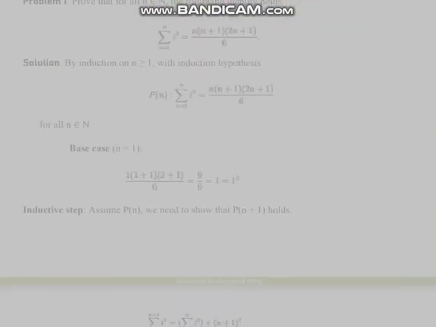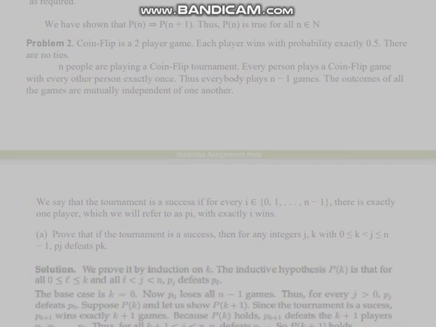Problem 1. Prove that for all n, the following identity holds. Solution. By induction on n greater than or equal to 1, with induction hypothesis P(n) for all n. Base case, n equals 1. Inductive step: assume P(n), we need to show that P(n+1) holds. As required, we have shown that P(n+1). Thus, P(n) is true for all n.